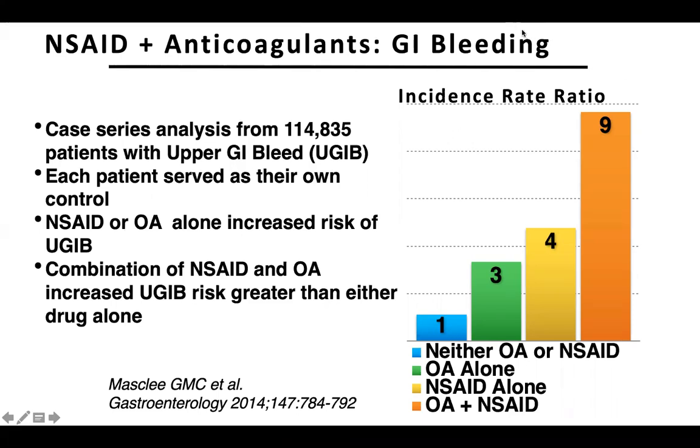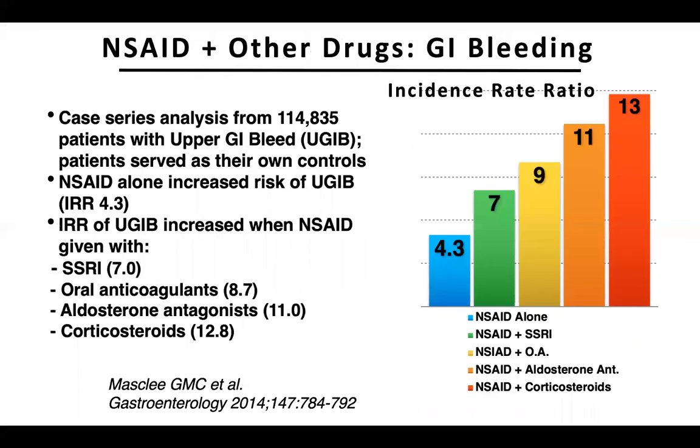And if you look at the chart over on the right, one was by definition neither an oral anticoagulant or a non-steroidal. Then in green, you can see the oral anticoagulant alone increased the risk. In yellow, the non-steroidal alone increased the risk. And the two together, as you might guess, increased the risk substantially more. Whether this is synergism or not probably isn't that critical an issue. Just realize that the risk goes up substantially. Some studies have actually found even a higher risk than this, but this study had a lot of advantages over some of the others. Okay, next slide.